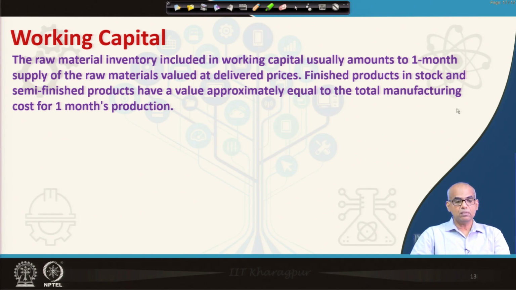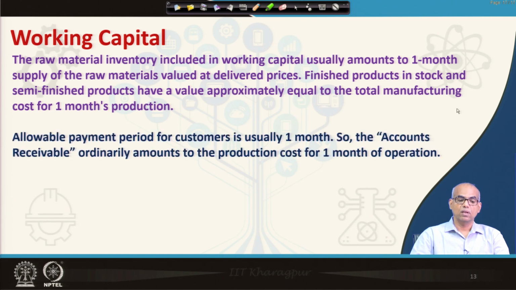The raw material inventory included in working capital usually amounts to 1 month supply of the raw material valued at delivered prices. Finished products in stock and semi-finished products have a value approximately equal to the total manufacturing cost for 1 month's production. Allowable payment period for customers is usually 1 month. So, the accounts receivable ordinarily amounts to the production cost for 1 month of operation.